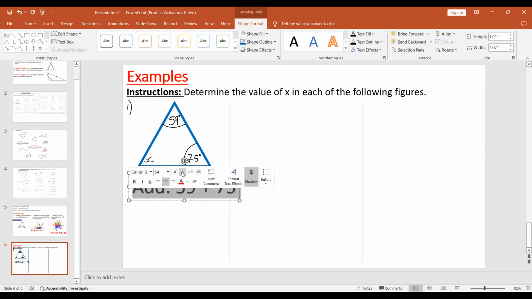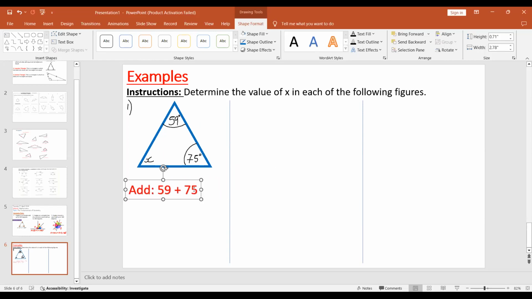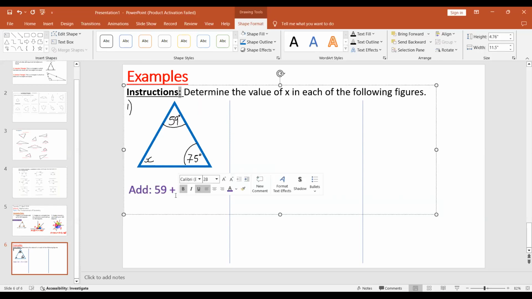When we add the two, what do we get? 134. Anyone else want to second that? 134. Very good. So it's going to be equal to 134 degrees. Is that our final answer? No, sir. You would also have to subtract 134 from 180.